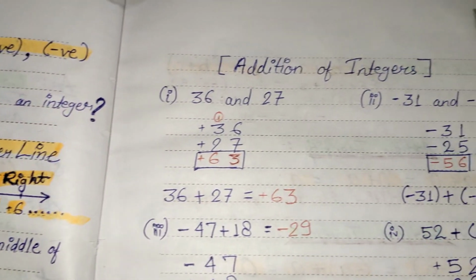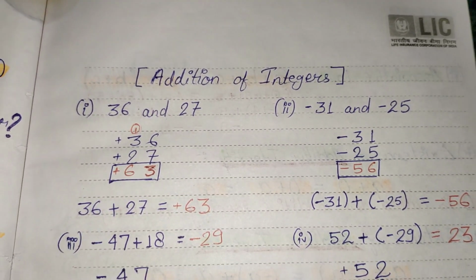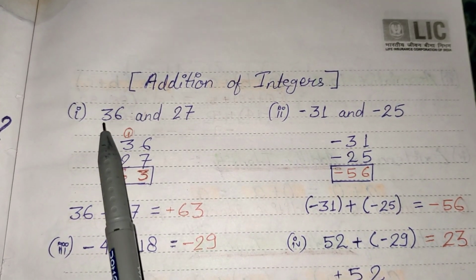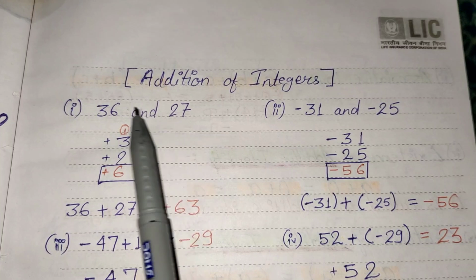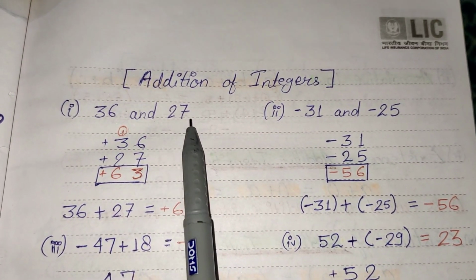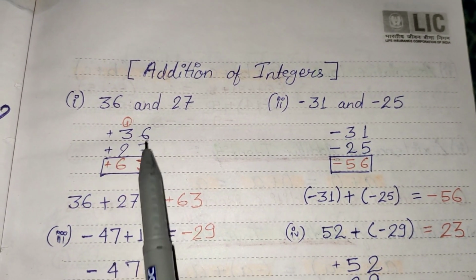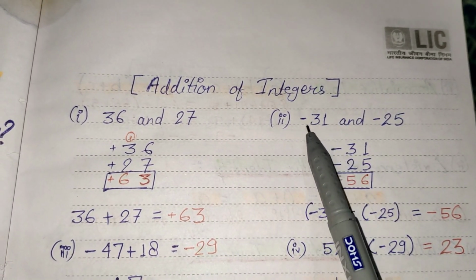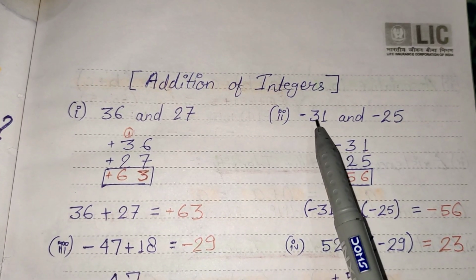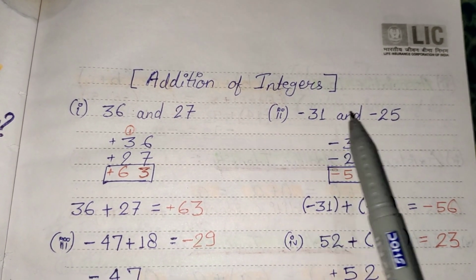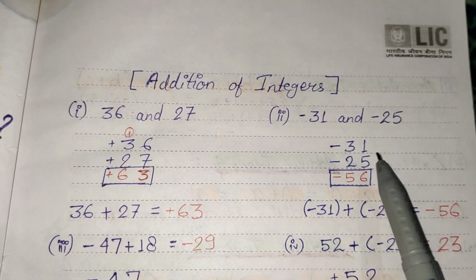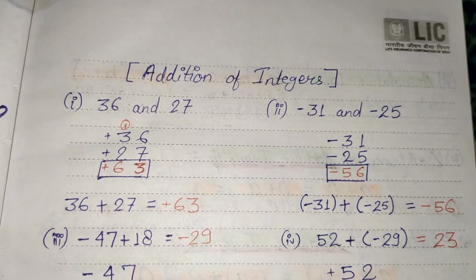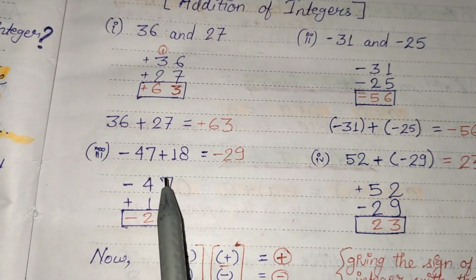Now addition of integers. Let's see how we add. First, if the signs of both integers are the same, that is plus 36 and plus 27, we simply add them and our result is positive. Second, if the first integer is in minus and the second integer is also in minus, then when we add, the answer is in minus.